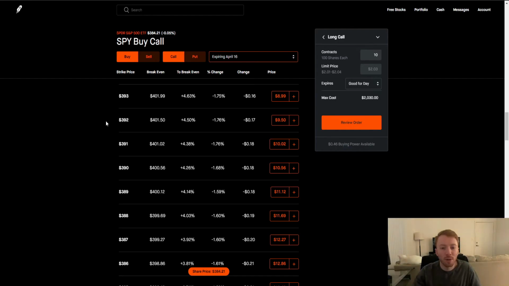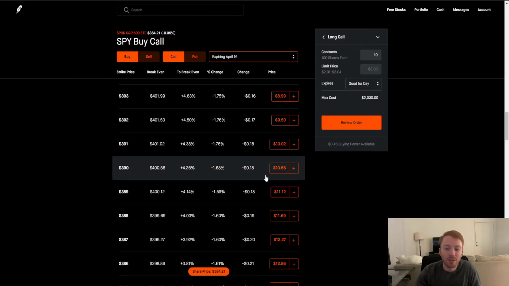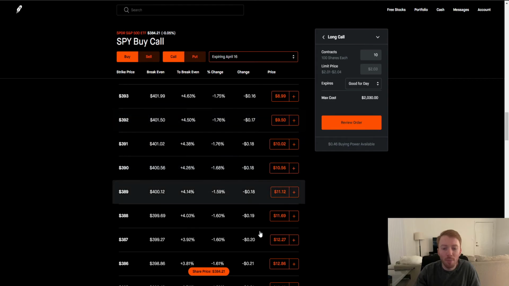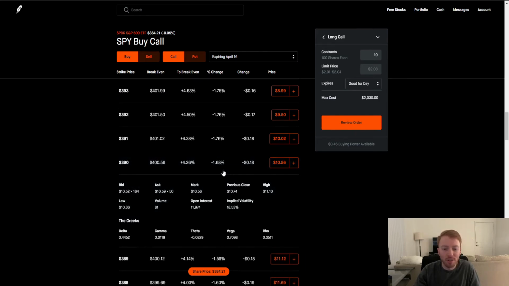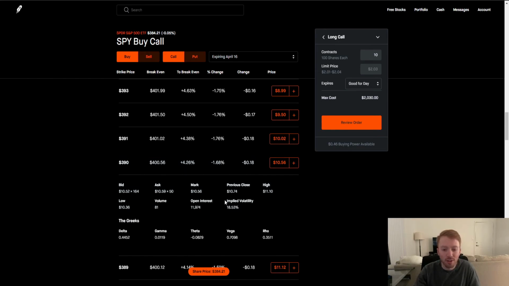If we go look at our options chain again, this $1,056 390 strike that we looked at for SPY is going to go up and down all day, just like the stock price. If we look here at this percent changed, it changed negative 1.68% today. If we drill into this a little bit, we can see that previously this closed at $10.74, and its high today was $11.10, and its low was $10.36.